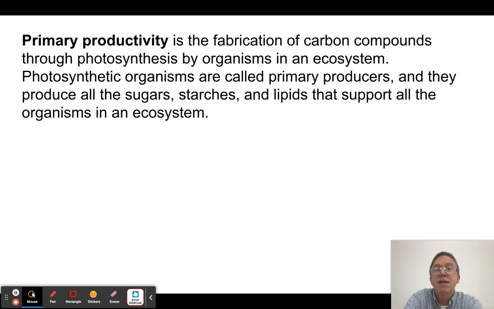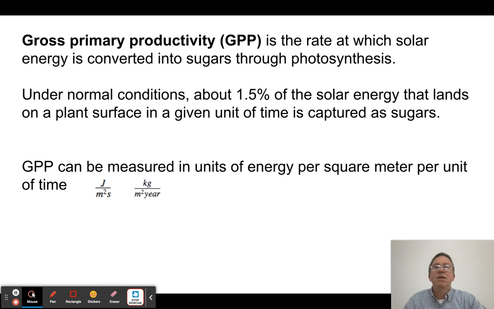So primary productivity, therefore, is the fabrication of these carbon compounds through photosynthesis in a system. So primary producers make all the sugars and starches and lipids that then are available to support every other organism in an ecosystem. So this primary productivity is important because the amount of sugars captured by these plants puts a limit on how much life can exist in a given area of the Earth's surface.